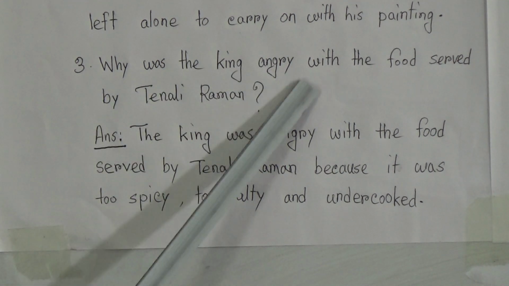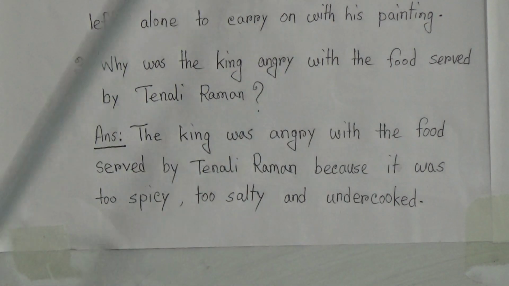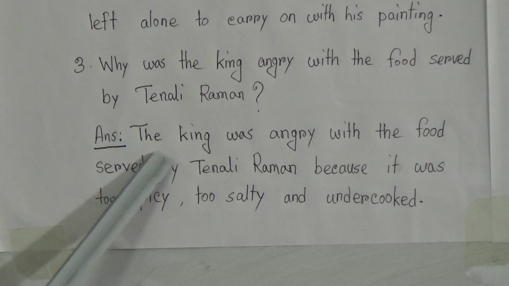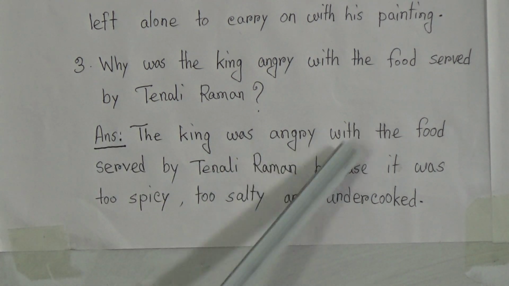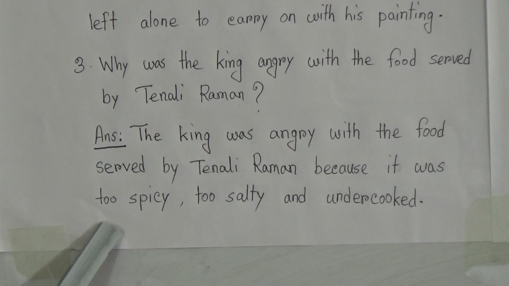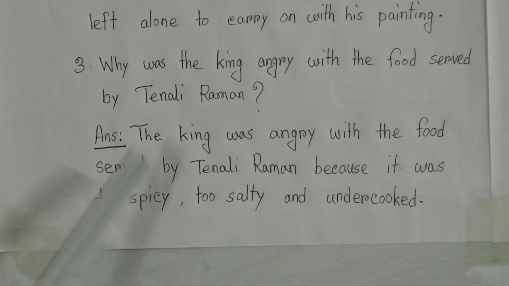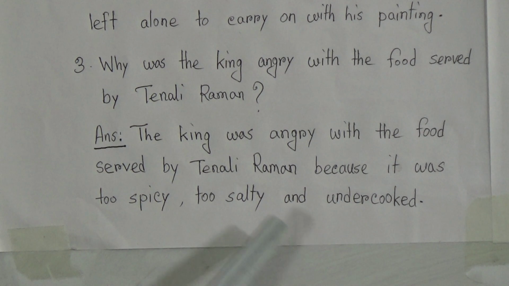So you understand now why the king was angry with the food served by Tenali Raman. The answer is, the king was angry with the food served by Tenali Raman because it was too spicy, too salty and undercooked. Undercooked means that it was not cooked well, not cooked long enough.